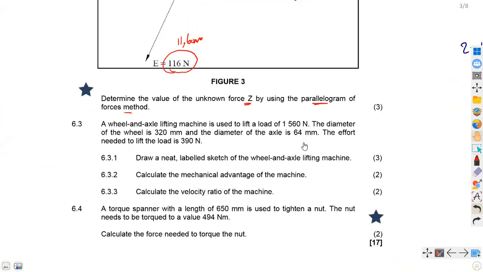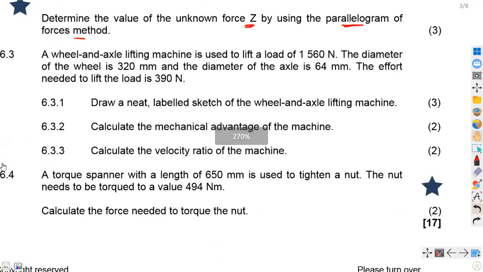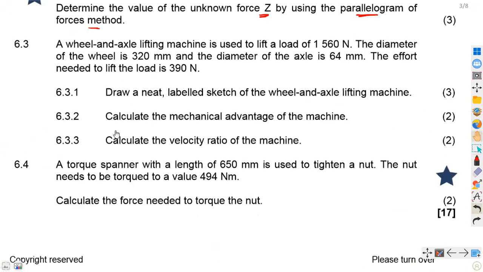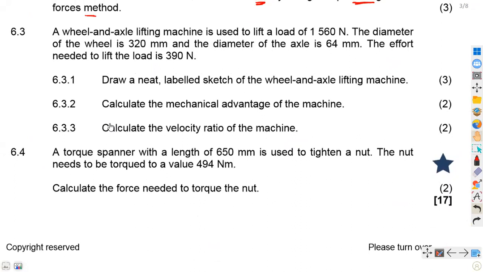Okay. Now on question 6.3, we are given a wheel and axle lift. Okay, so this is a wheel and axle. An axle lifting machine is used to lift a load of 1,560 Newton, the diameter of the wheel 320, the diameter of the axle, the effort, okay? 6.3.1, draw a neat labeled sketch of the wheel and axle lifting machine. That is what we are given in that case. Okay, so this is what we are going to do.